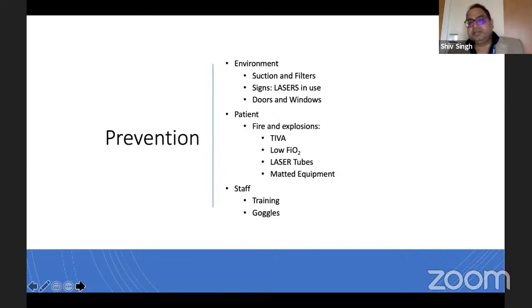For the patient, to prevent fire and explosion, we can use total intravenous anesthesia. So no oxygen used. Or if you're using oxygen, then in that case, make sure to use low FiO2, or use laser tubes, and equipment should be matted equipment. And for the staff, it's important that they all have training, and appropriate type of goggles are used. Goggles are laser goggles, and laser tubes are in our OSCE stations, and I'll talk about them sometime.